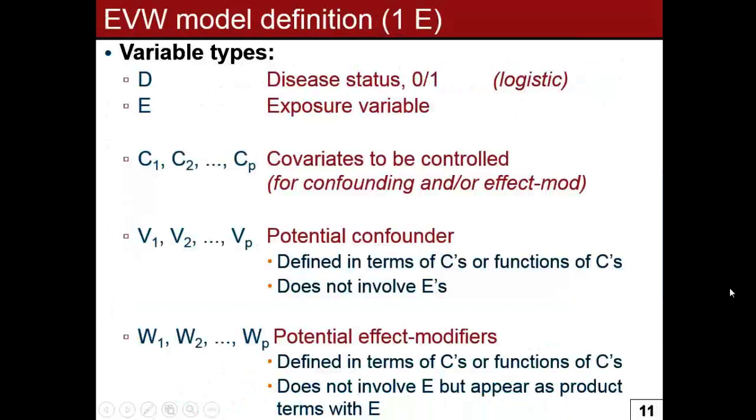So formally, this is kind of what just happened here. We have D and E, just disease and exposure. We have some C variables, the stuff to control for, and those are made into the V's and the W's. They're defined, and these might be the C's themselves or functions of C's, C squared, C1 times C2, whatever. Those are all things to control for as confounders, and they just become a V. And the effect modifiers are a similar idea, but they appear as product terms with E.